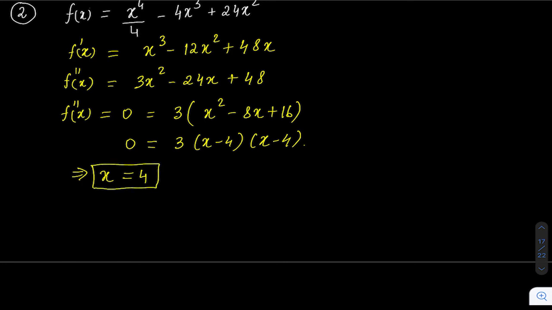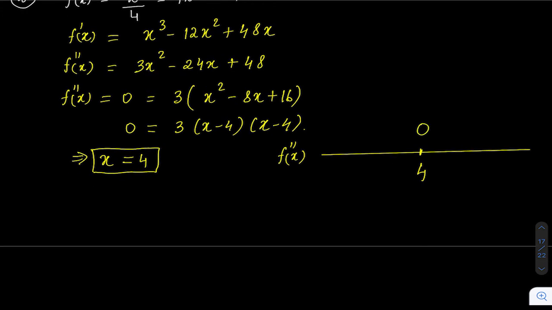Now this x equal to 4 point could be an inflection point. So what we have to see is the f double dash x sign. So let's find the sign of f double dash x. We know at 4 it's 0. So what is happening when x is slightly greater than 4? When x is slightly greater than 4, let me just write this. F double dash x is 3 times x minus 4 whole square. So even if x is slightly greater than 4, this will be positive.